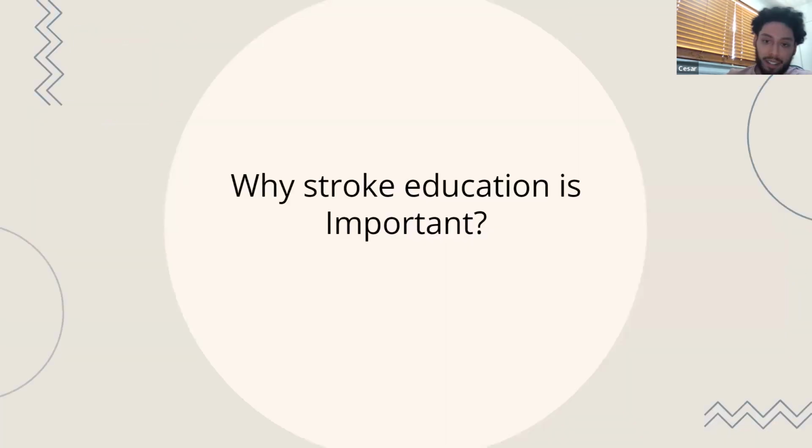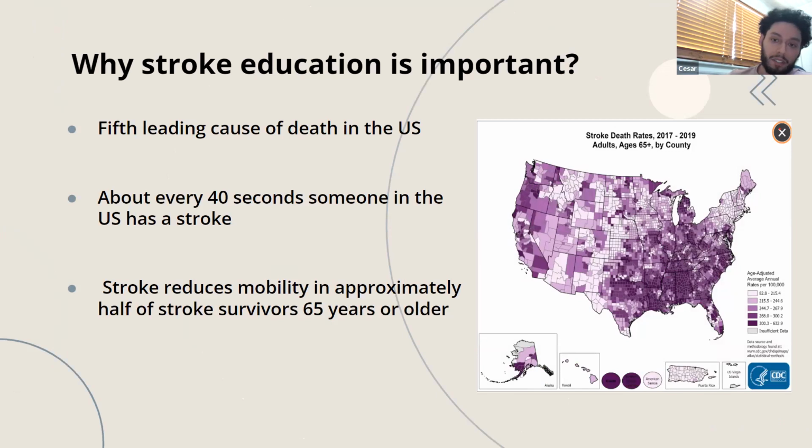So why is stroke education important? These are some statistics that I found from the CDC. It's the 5th leading cause of death in the US. About every 40 seconds, someone in the US has a stroke. And stroke reduces mobility in approximately half of stroke survivors 65 years or older. And here to the right, there's a graph that shows there's a disproportionate amount of strokes that occur. The part where it's more purple than the rest, that's where there are more stroke incidences. And as you can see, it's more concentrated towards the south.